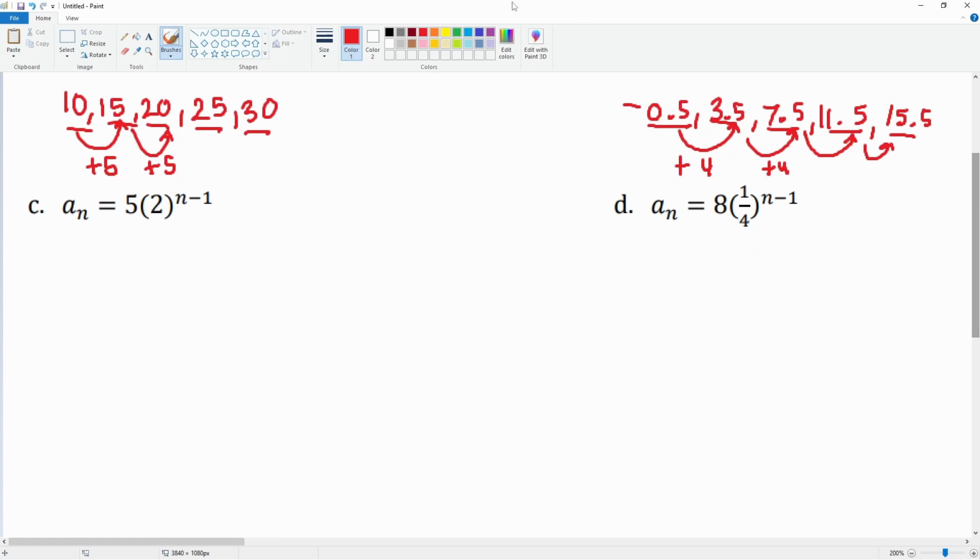Next, this one is actually geometric because the n minus 1 is in the exponent. All right, so an is equal to a1 times parentheses r, which is the common ratio, inside the parentheses, to the n minus 1. So a1 is equal to 5 with a common ratio of 2.